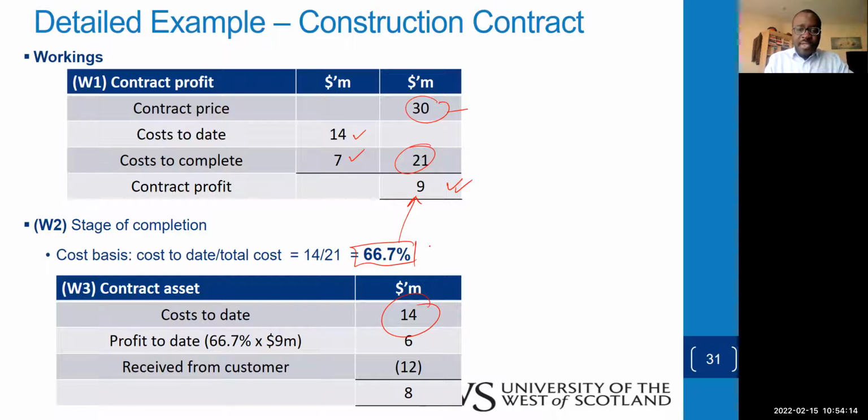So overall, the cost to date is 14. Add your profit portion that you expect, which gives us this 6. And then how much have you received from this guy? 12. So the contract asset you should recognize is 8. Your cost to date, add your profit portion, and then subtract how much you've received is left with 8. That's the contract asset we need to recognize in our books.